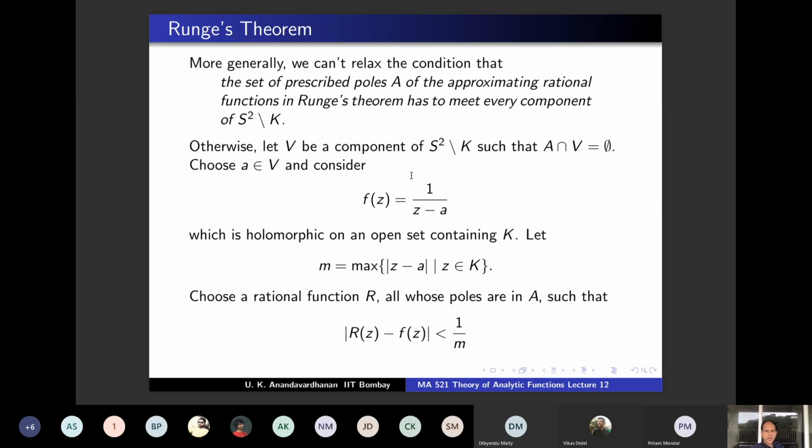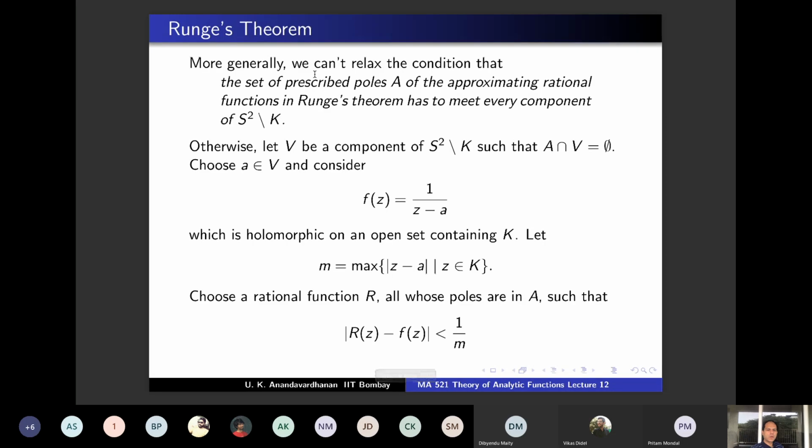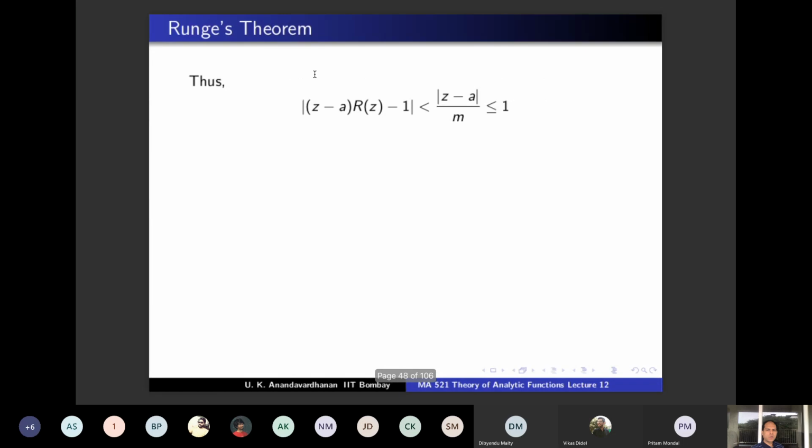If we could have relaxed this condition, then this can be done. So do this for all z in K; it's uniform. By cross multiplying, what is f(z)? f(z) is 1/(z - a). So |(z - a)R(z) - 1| is less than |z - a|/M. Just cross multiplying. So that has come here, |z - a|/M. But what is M? M is the maximum of |z - a| over K. So |z - a| is less than or equal to M, so |z - a|/M is less than or equal to 1 for all z in K.